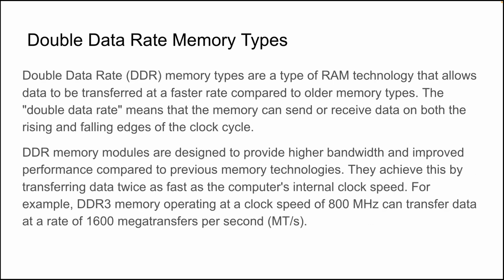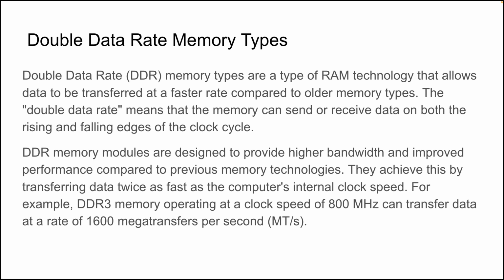Double data rate memory types. DDR is double data rate memory, and these are the different double data rate memory types we just went over. Double data rate memory types are a type of RAM technology that allows data to be transferred at a faster rate compared to older memory types.